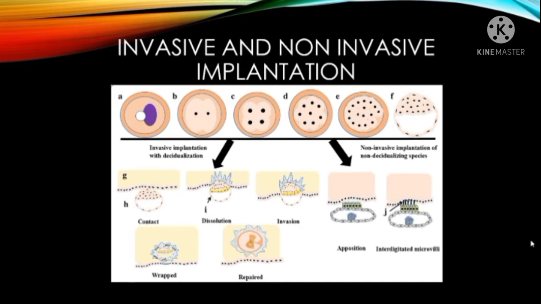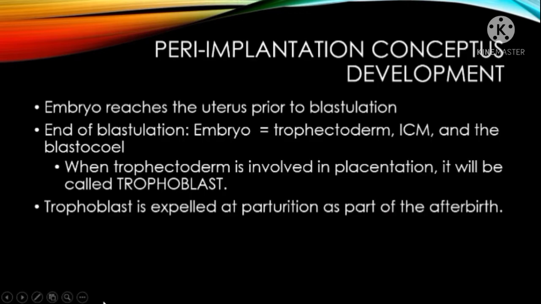In non-invasive implantation, however, the trophectoderm does not embed itself deeper like in this dissolution. Instead, it only attaches to the endometrial lining. And to support this attachment, there is the interdigitated microvilli which helps the blastulated cell or the embryo or fetus to remain attached to the lining of the uterus throughout gestation. Next is the peri-implantation conceptus development.